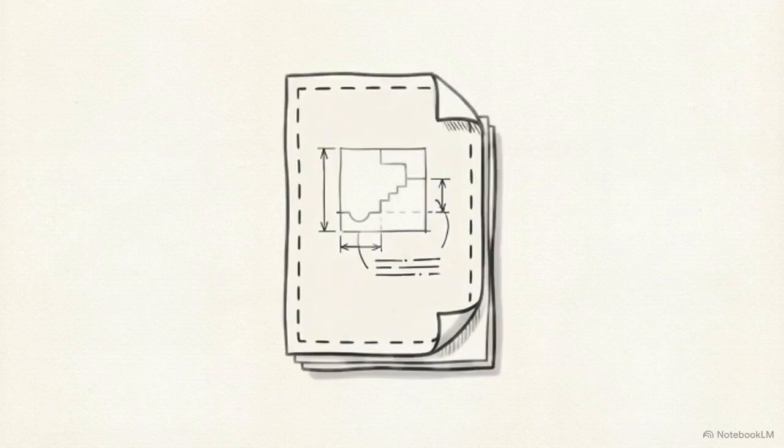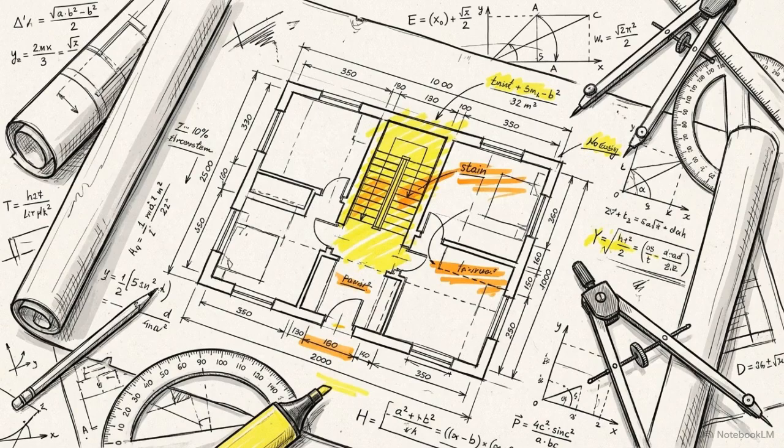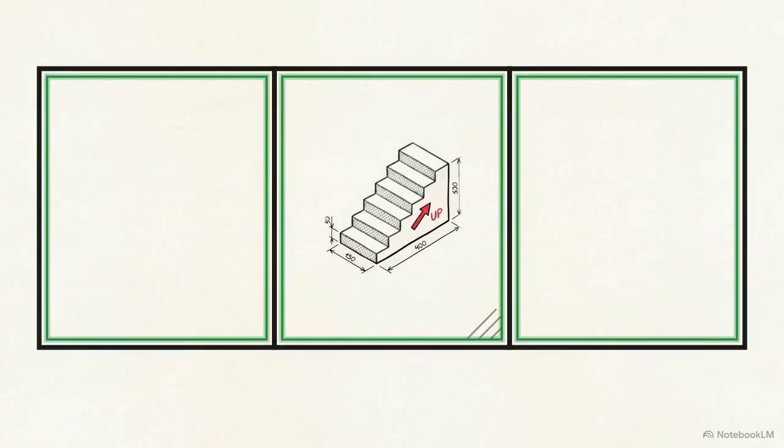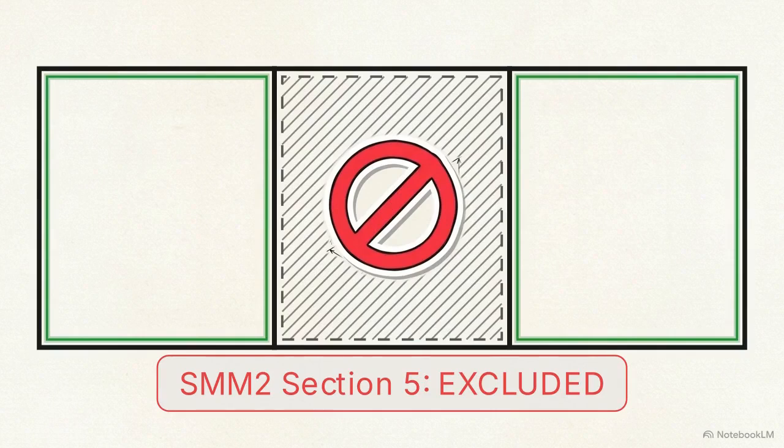Every calculation we do for internal wall finishes relies on this primary formula. The unit of measurement in square meters equals internal length multiplied by height. Before applying that formula, there is one major exclusion to note. Under SMM2 Section 5, staircase areas are strictly excluded from this specific measurement section and handled separately.